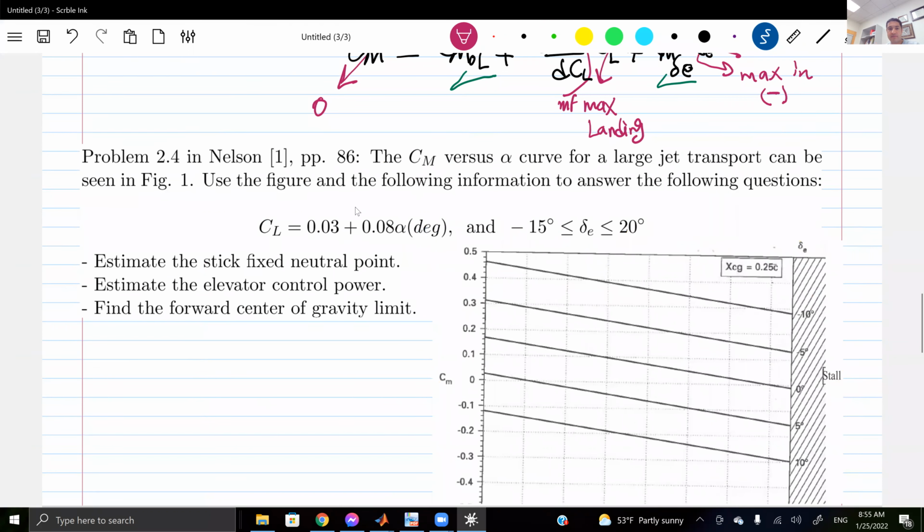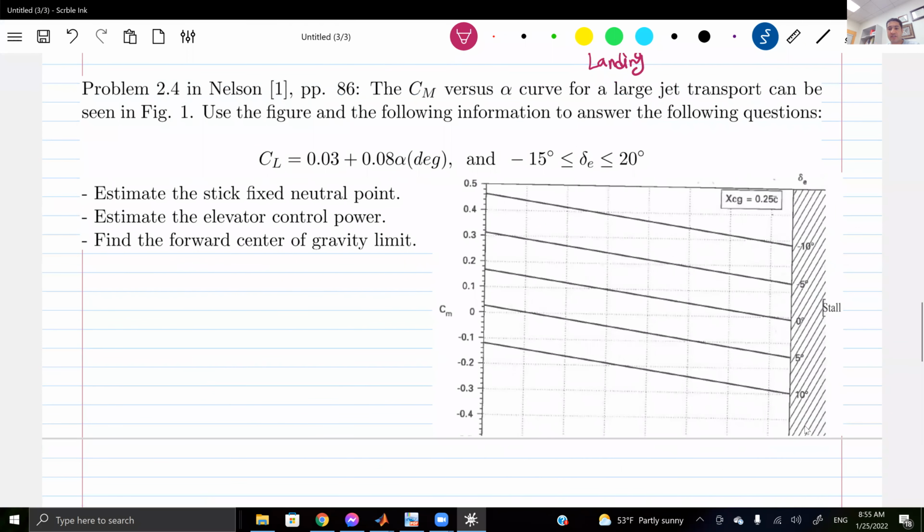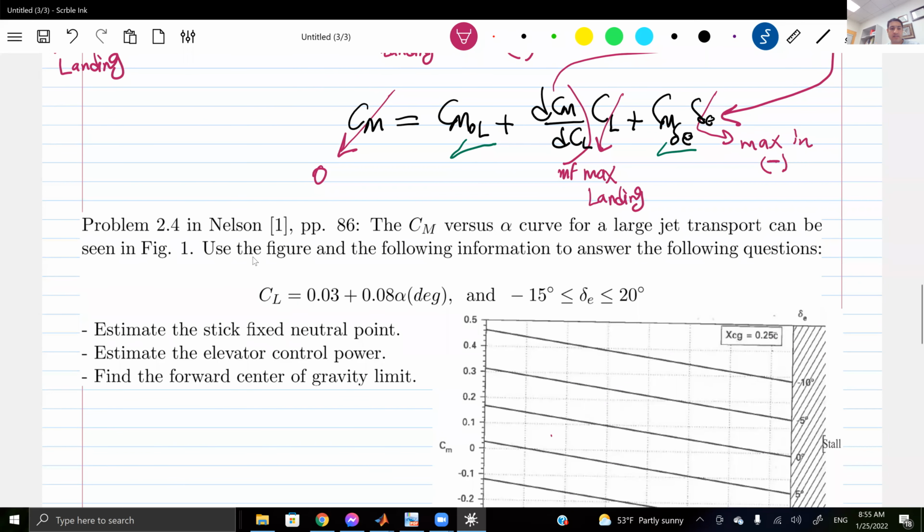All right, so we have CM versus alpha. And what else? We also have CL versus alpha characteristics. So I can get the slope. The slope easily identifiable here is 0.08 per degree, right? We have the elevator constrained between negative 15 and 20, fine.